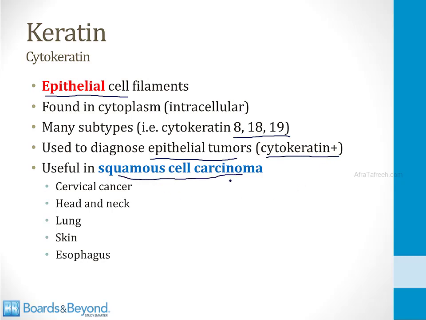You can find squamous cell carcinoma in the cervix, in the head and neck, in the lung, in the skin, in the esophagus. And all of these squamous cell tumors, because they derive from epithelial cells, will have evidence of cytokeratin or keratin if you perform immunohistochemical staining.